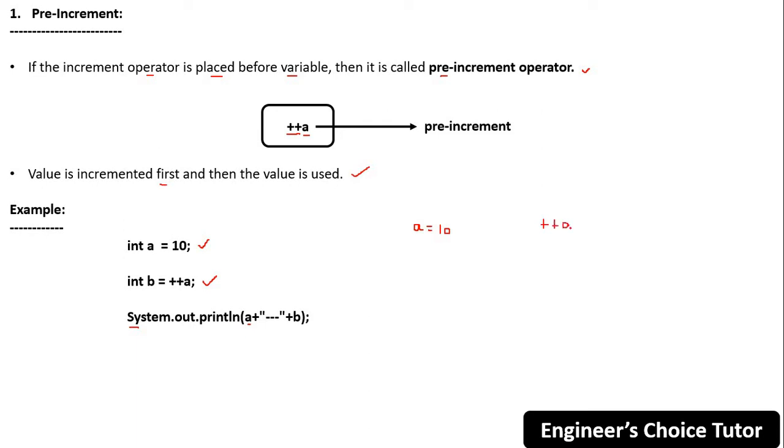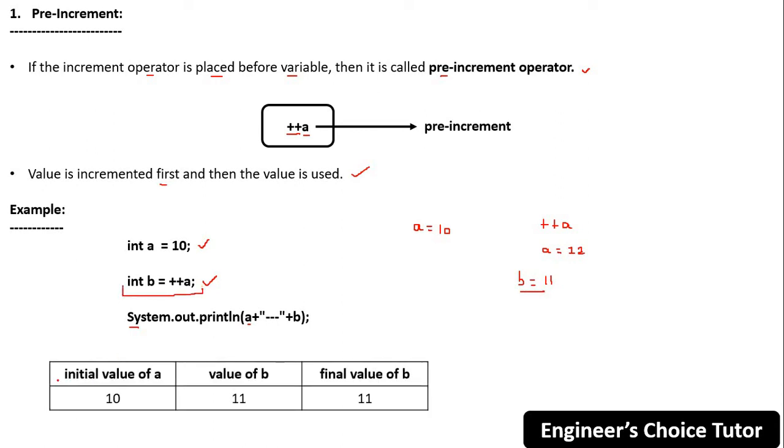Then you are doing pre-increment plus plus a. What is the point here? The value is incremented first. So this a value will become 11. So a got incremented and it becomes 11 and then it is assigned to b. That is, b is equal to 11. So the initial value of a is 10, the value of b becomes 11, and the final value of a is 11.